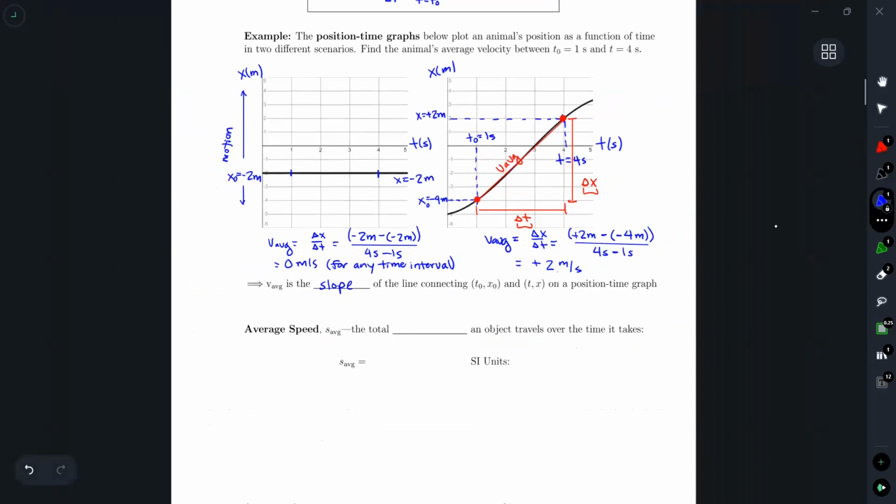Average speed is not displacement over time, it is distance over time. And so if you understand the difference between distance and displacement, you understand the difference between average velocity and average speed.